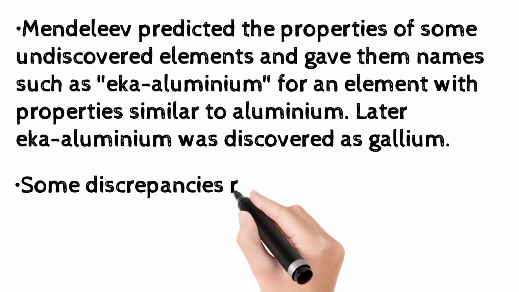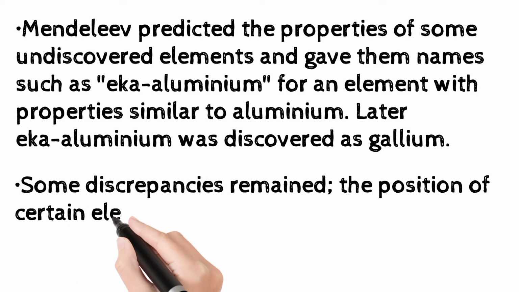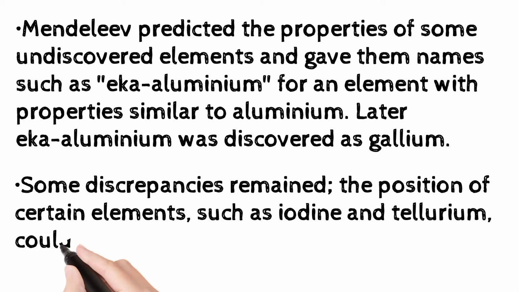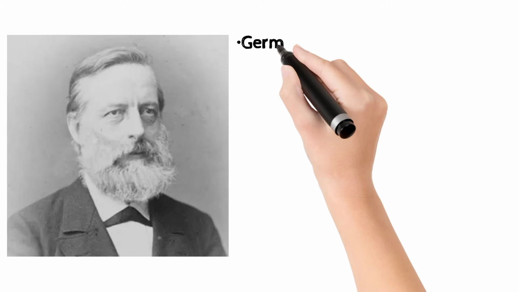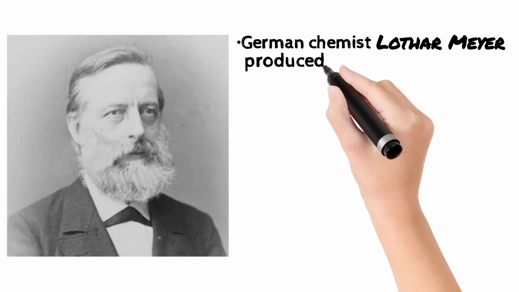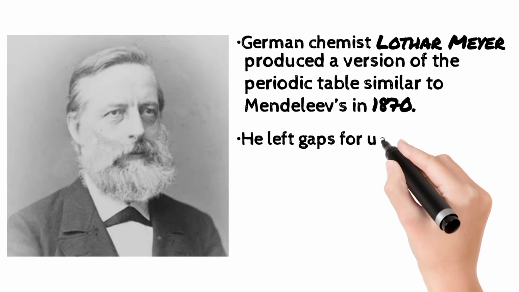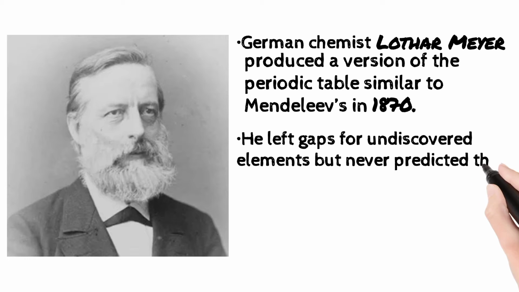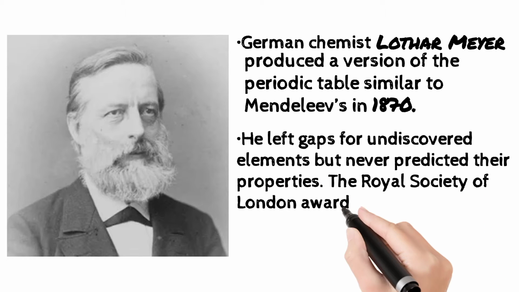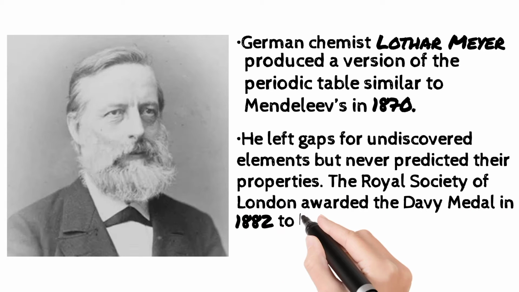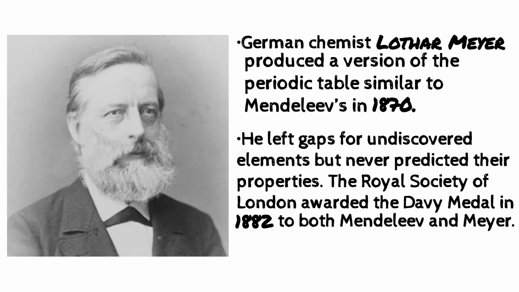Some discrepancies remained. The position of certain elements, such as iodine and tellurium, could not be explained. German chemist Lothar Meyer produced a version of the periodic table similar to Mendeleev's in 1870. He left gaps for undiscovered elements but never predicted their properties. The Royal Society of London awarded the Davy Medal in 1882 to both Mendeleev and Meyer.